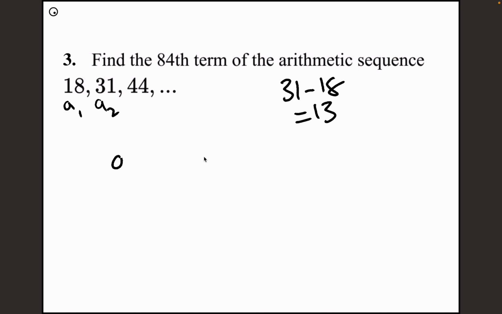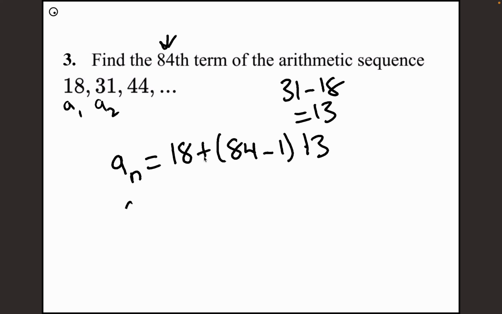Now let's plug it into our equation. an equals a1, which is going to be 18, plus n minus 1. Our n is going to be 84 this time. So we have 84 minus 1 times d, and that's going to be times 13. So I have an equals 18 plus 83 times 13. I'm going to put 83 times 13 in my calculator because I don't know what that is off the top of my head.